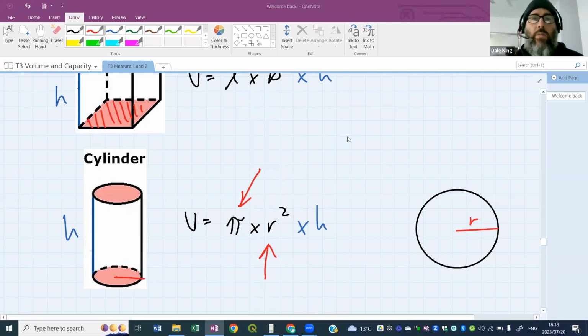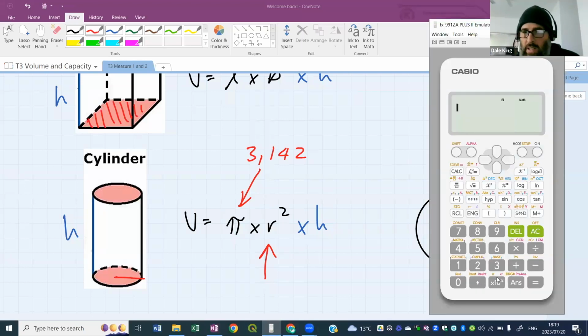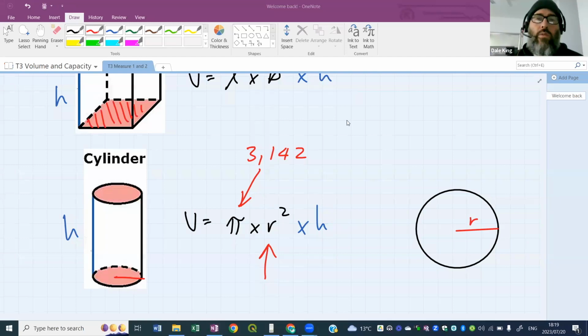What value? 3.142. Ben's already there. You can't catch that. 3.142. All right, that is the usual value for pi that the examiner will give you. So you don't use the pi on the calculator. Usually they tell you to use 3.142, so you use 3.142. Just get used to it.